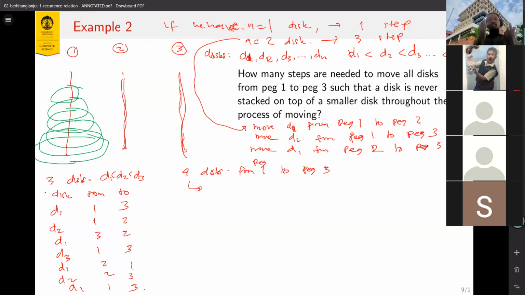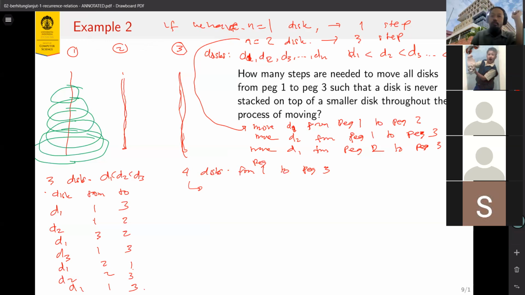Okay, so let's consider for this. What is the main thing for this to be moved from pack 1 to pack 3? Well, obviously, the largest disk, right? The largest disk must be moved from pack 1 to pack 3, right? That is the key part. You have to do that first before you move the remaining disks to pack 3. Can you see that?